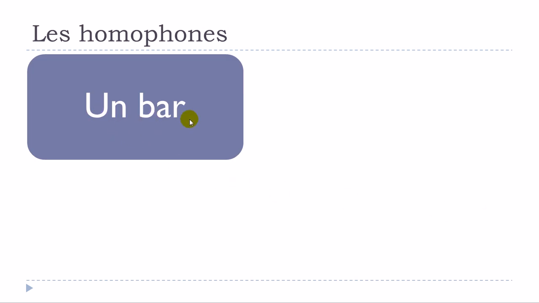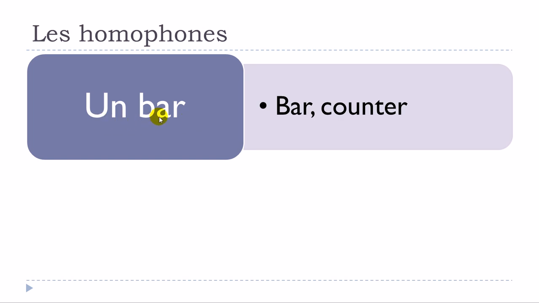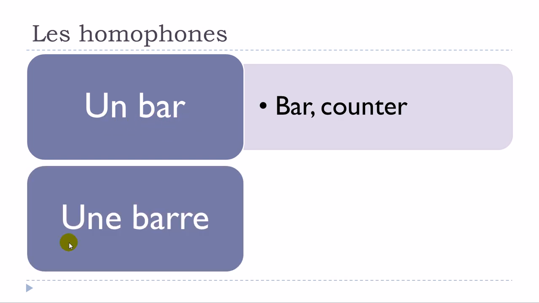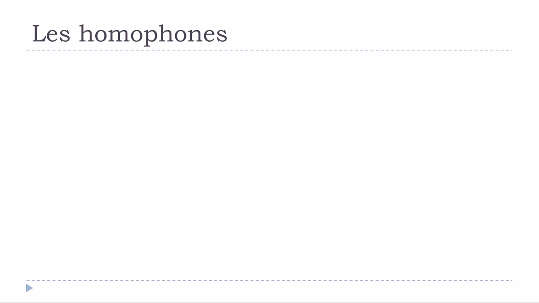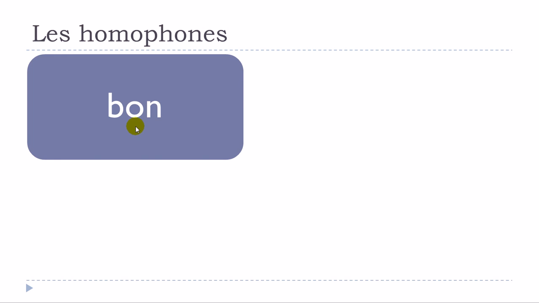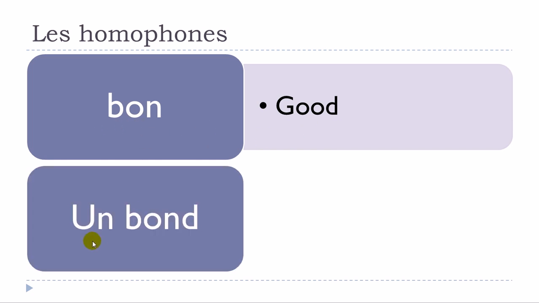Un bar. Un bar. And then une barre. Okay, so you can hear that it's exactly the same way that you pronounce, but then you've got r, and then e. Okay, une barre. Okay, so in that case it's this adjective, bon, and the meaning is good in English. Okay, bon, all right, and here we've got substantive, un bon.